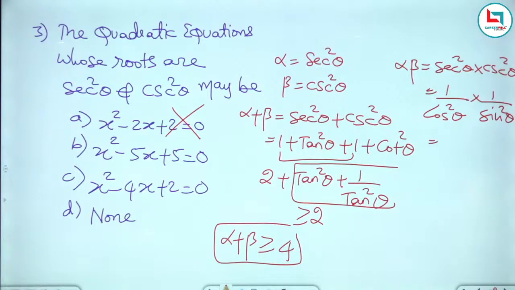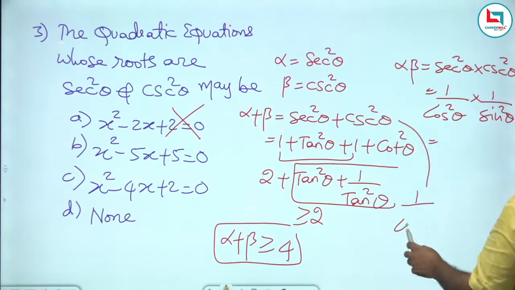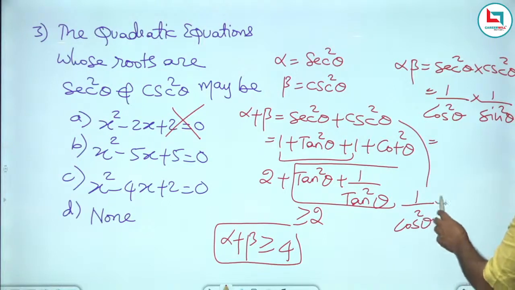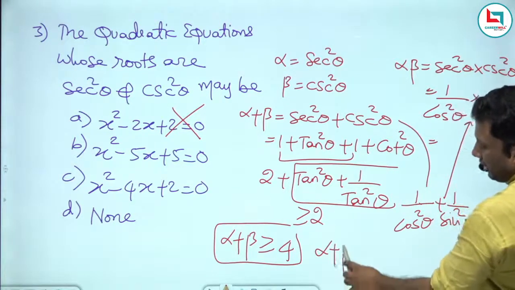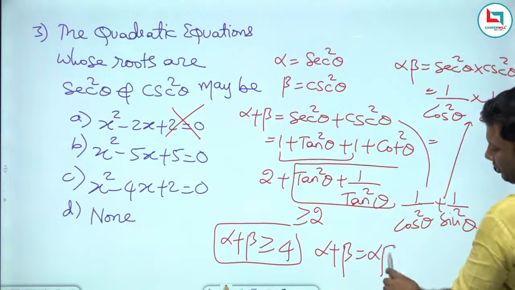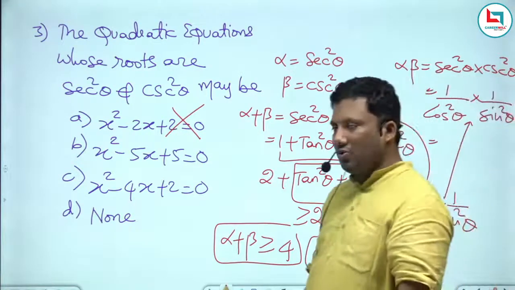Product of the roots only he is asking, right? So if you see here, this is 1 by cos square theta plus 1 by sin square theta. Sin square theta plus cos square theta is 1. That means the sum of the roots is equivalent to the product of the roots.